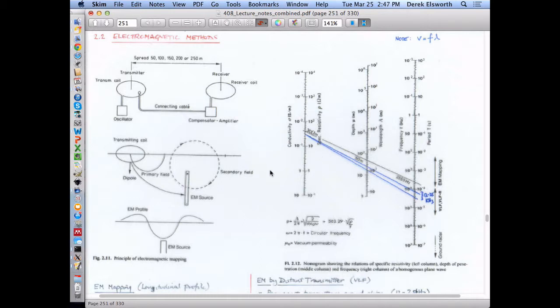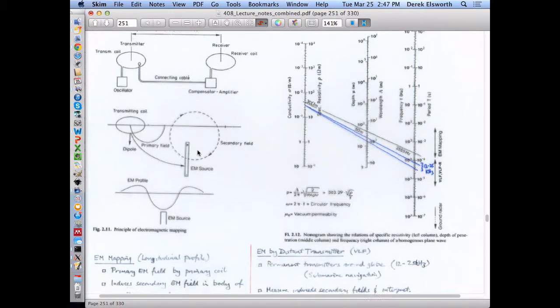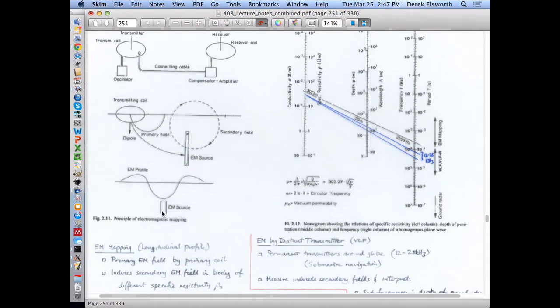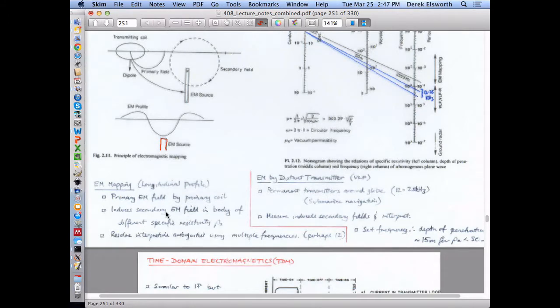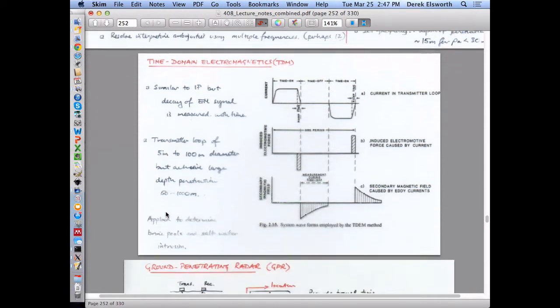The idea is that you have some kind of transmitting coil that transmits an electromagnetic wave. You have a target which modifies it in some way, and you measure how that wave is modified by the target, and you interpret it to figure out what that target is. Typically these are used for targets which are not hazardous wastes, but things like ore deposits, which might be kilometers deep, kilometers in size, and therefore the scale of these surveys is correspondingly pretty large.